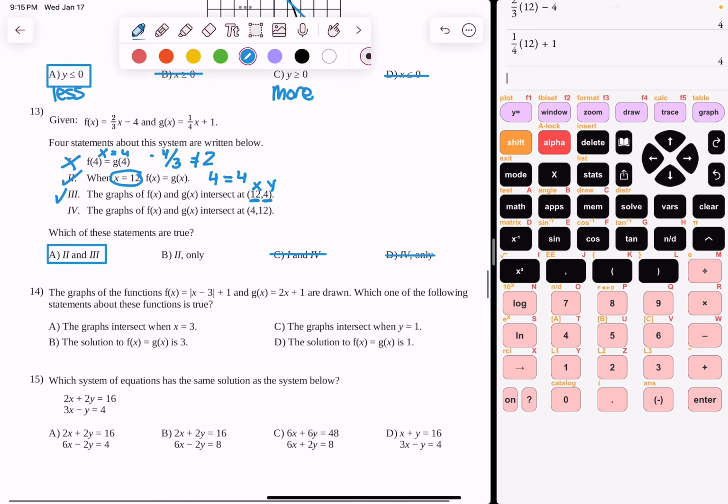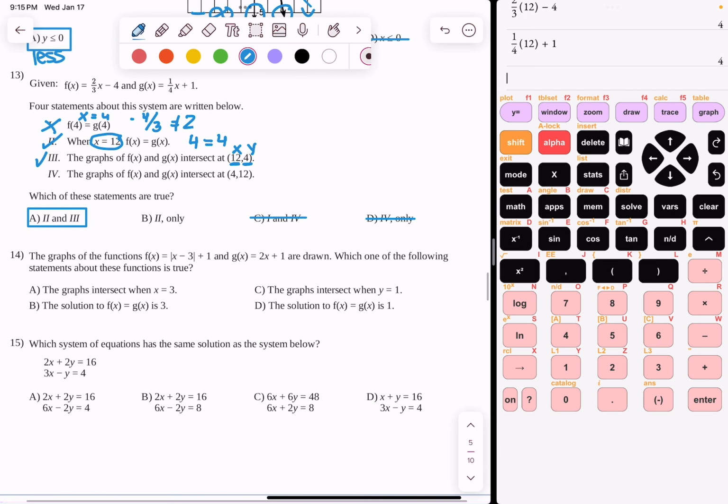All right, let's look at number 14. The graphs of the functions f and g are drawn. Which one of the following statements about these are true? A: The graphs intersect when x equals 3. If this is true, then we would get the same value when x equals 3. Let's see if this is true. For the first one, when x equals 3, 3 minus 3 is 0. That would be the absolute value of 0, plus 1, we would get 1 for f. And now for g, 2 times 3 plus 1, that would get me 7. Are these equal to each other? No, so it would not intersect there.